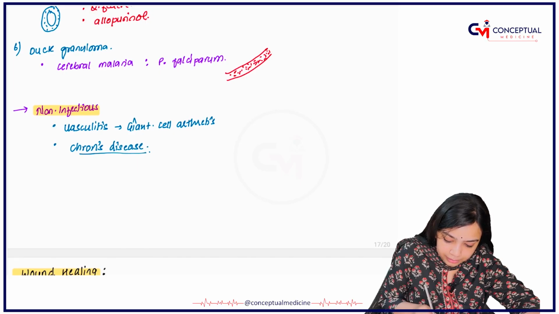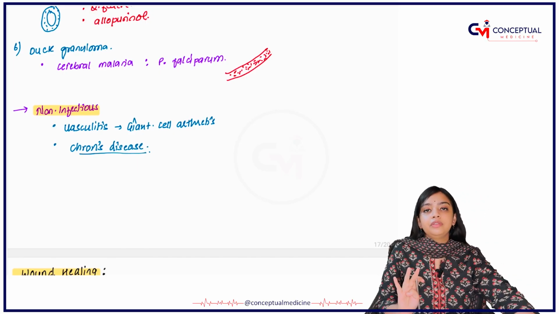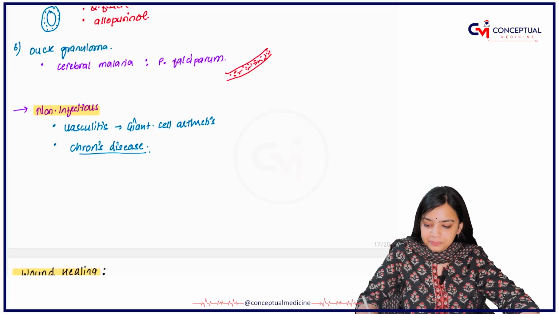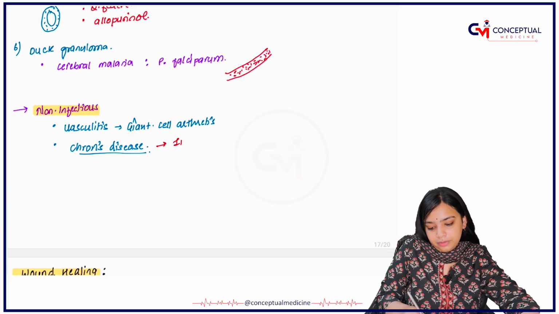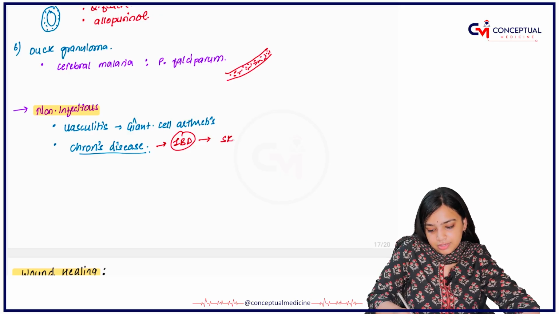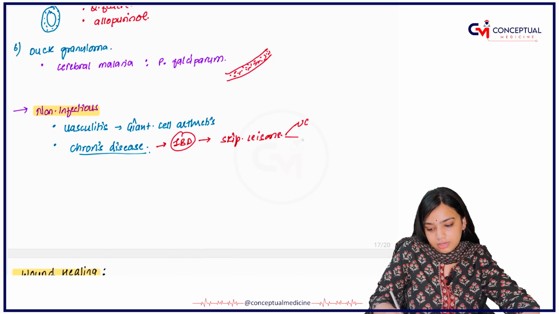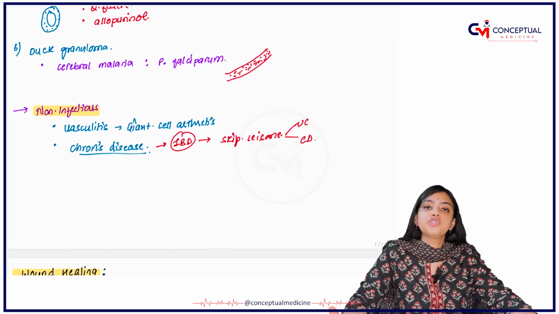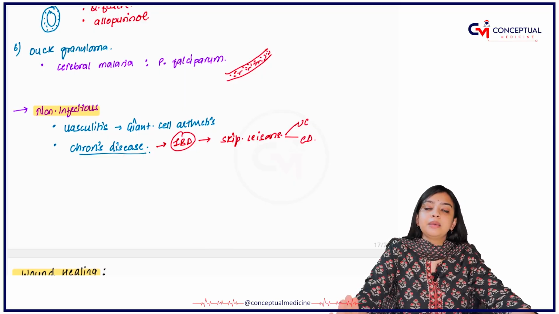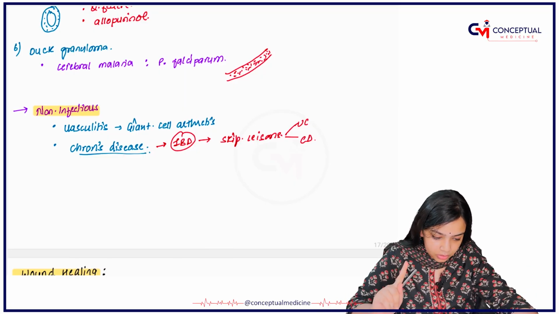Okay, now tell me, Crohn's disease is a type of inflammatory bowel disease, right? It is a type of inflammatory bowel disease. Tell me, skip lesions are found in either ulcerative colitis or Crohn's disease. Tell me, in which of the following conditions are skip lesions found? You have to tell me this, okay?